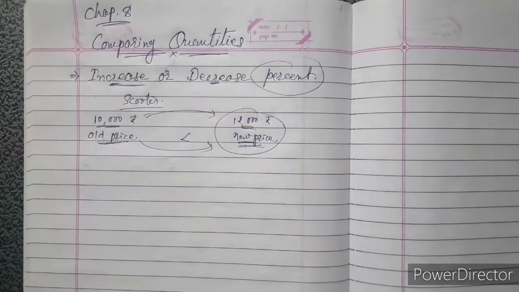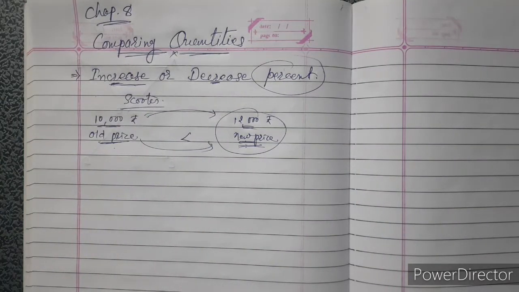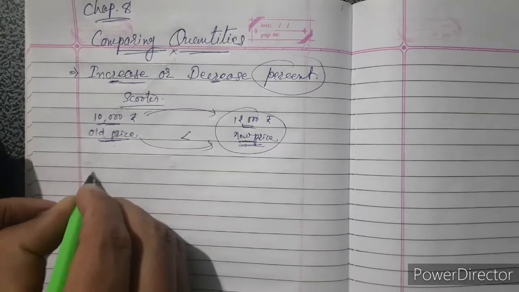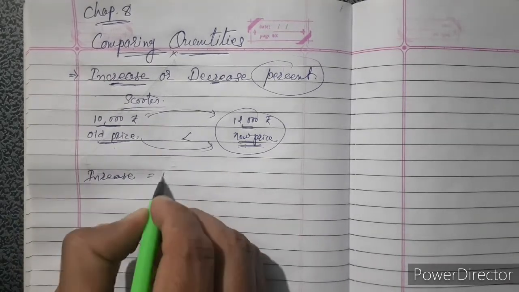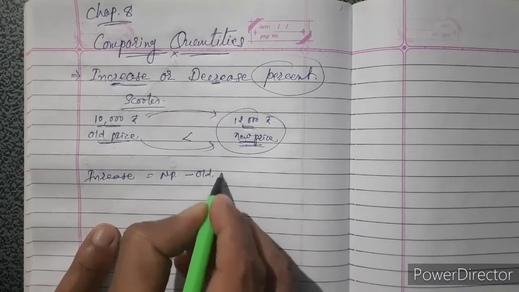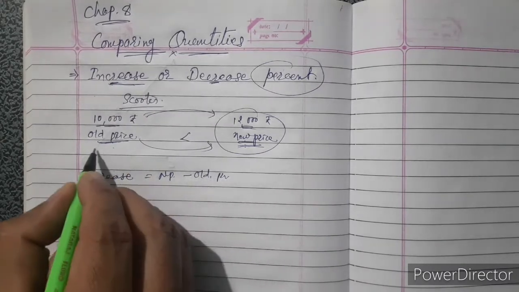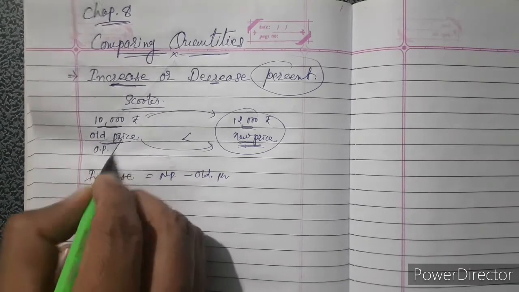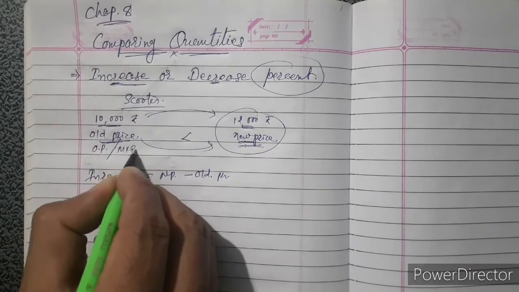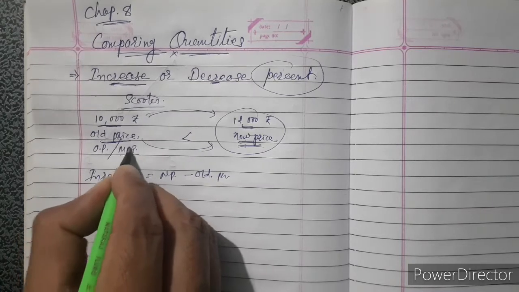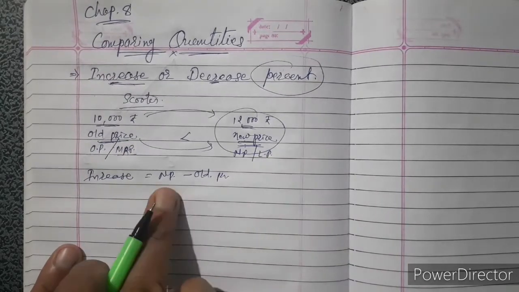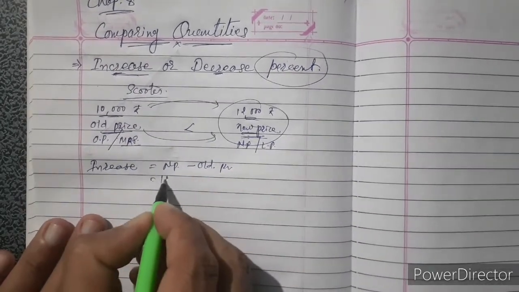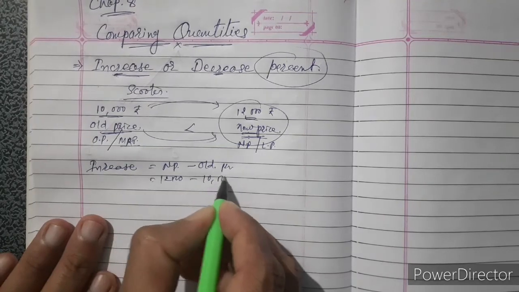Now how to find the percentage of increased price and decreased price? There is a formula to find that out. So the increased value is the new price minus old price. Old price means OP, otherwise you can take MRP, otherwise MP, mark price. And that one is the new price, otherwise last price. So new price minus old price, that is 12,000 minus 10,000.